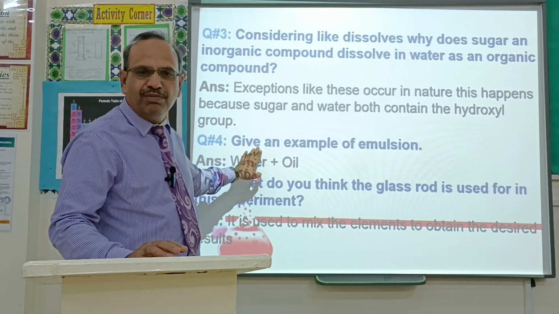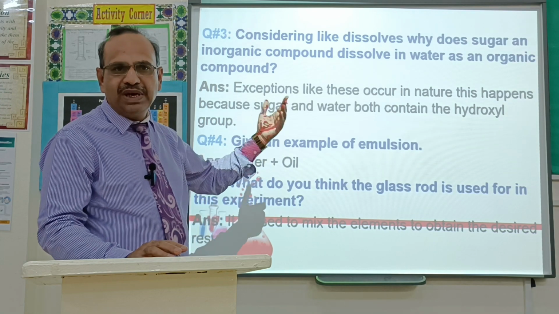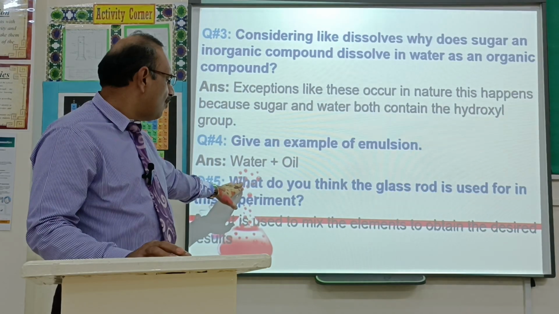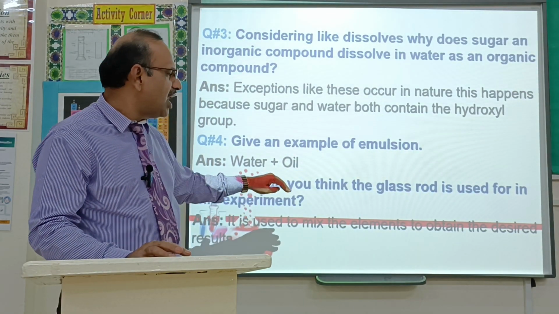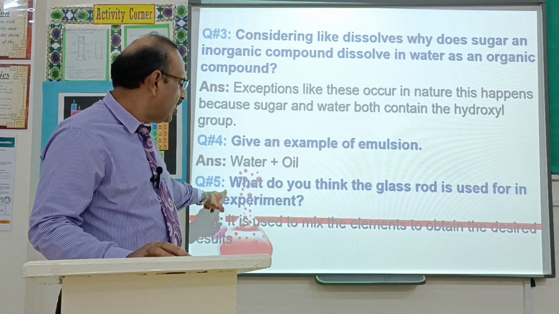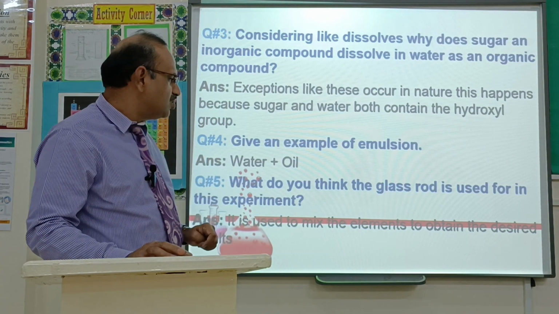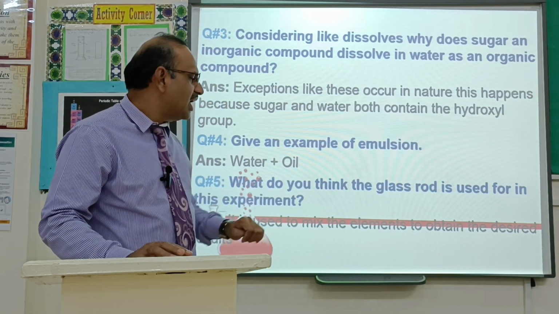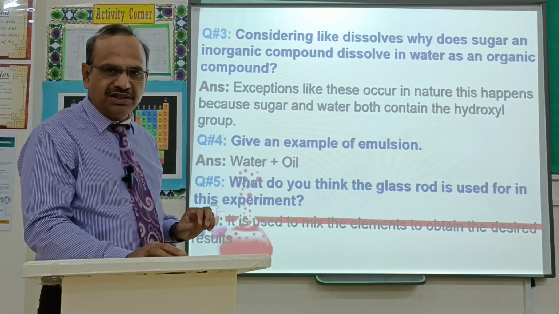Give an example of an emulsion. There can be many examples. One example is water plus oil. What do you think the glass rod is used for in this experiment? Why is it used? It is used to mix the elements to obtain the desired result.